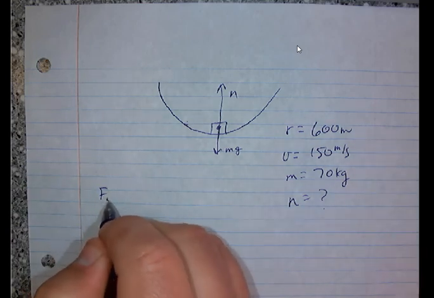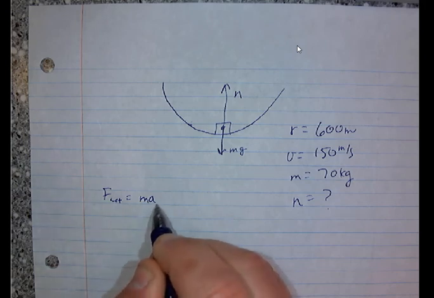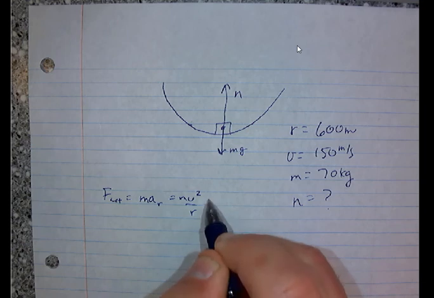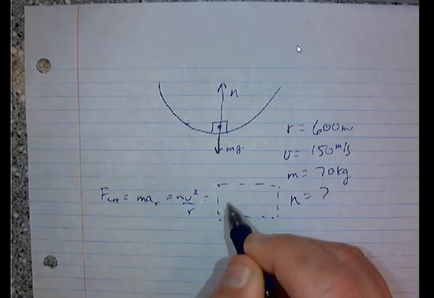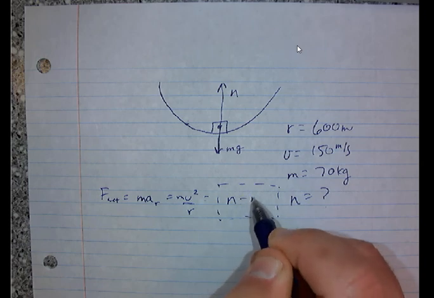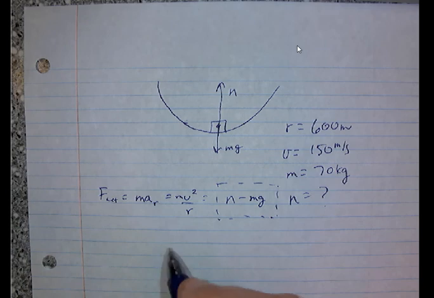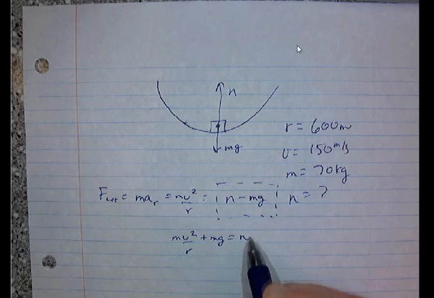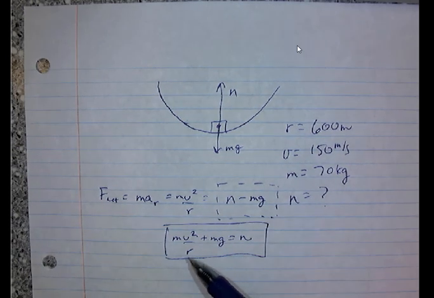So we know the net force is ma. It's a special kind of a, towards the center: mv squared over r. And then it's up to us to fill in what goes in this box here. I'm going to put normal force minus mg. That'll give us a net amount towards the center. And then a little bit of algebra from this point: mv squared over r plus mg will give you the normal force. Then we have everything to solve it here. Now it's just plugging in the numbers.